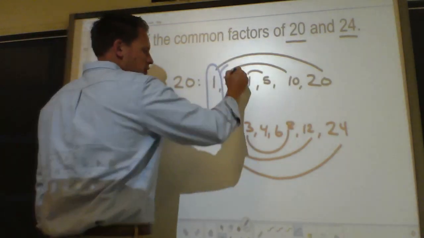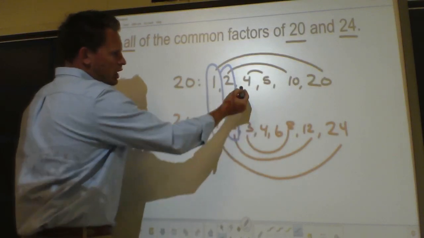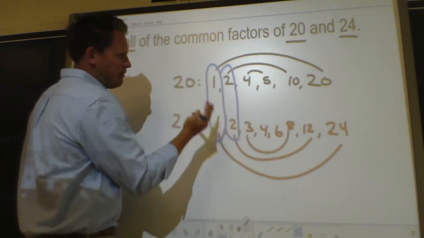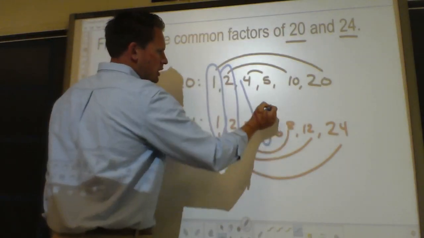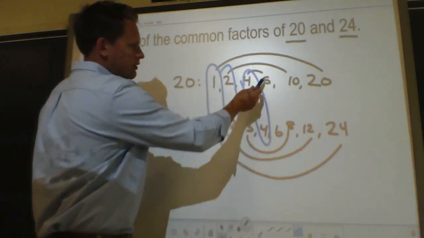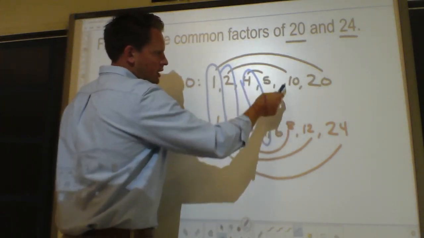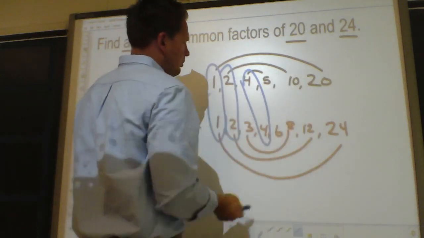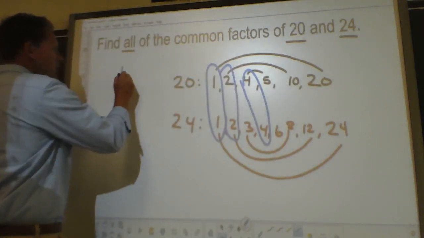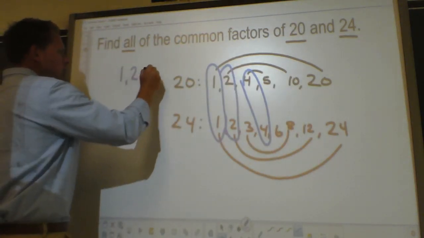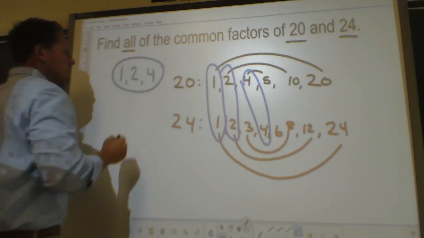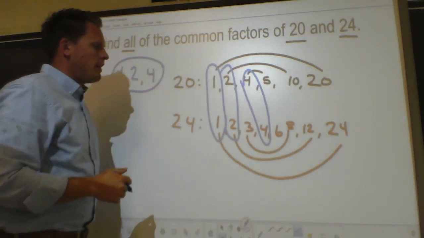After that, we have 2. There's a 3 down here, but no 3 up here, so 3 is not a common factor of the two of them. 4 is a common factor. 5, nope. 6, nope. 8, nope. 10, nope. 12, 20, nope. So the common factors are 1, 2, and 4. That's all you're doing with your common factors.